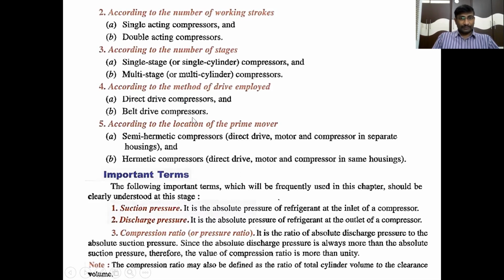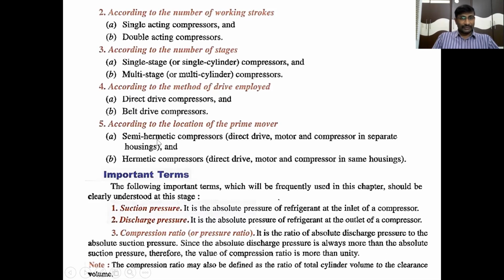The second one is belt drive compressors. In belt drive compressors, the compressor is run by the prime mover through a belt drive mechanism. These belt drive compressors are slow speed compressors, and direct drive compressors are high speed compressors. These are directly run by the prime mover, directly attached to the prime mover on a single shaft or gear mechanism. According to the location of the prime mover, where the prime mover is located, either nearer to the compressor or away from the compressor.